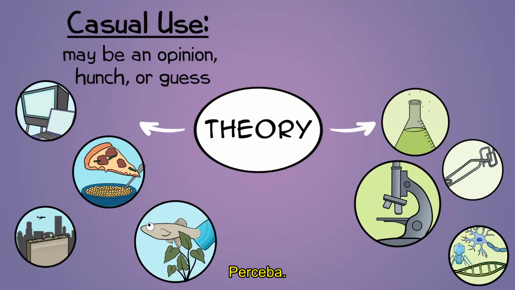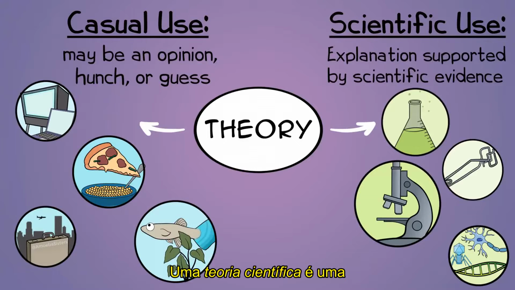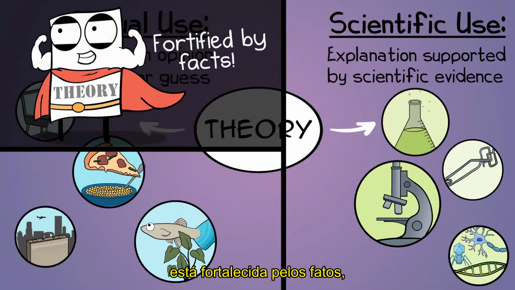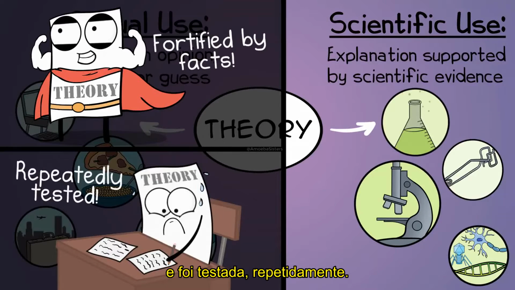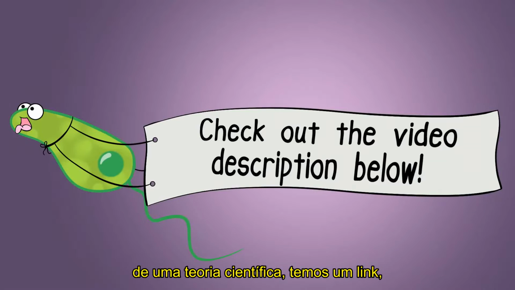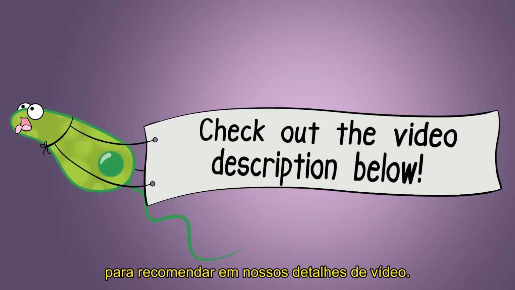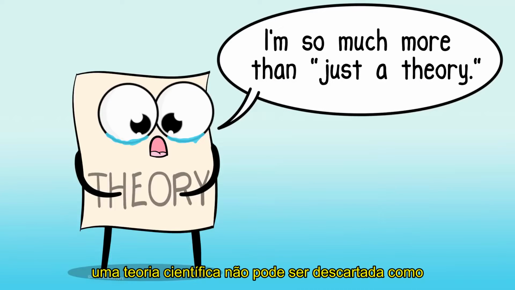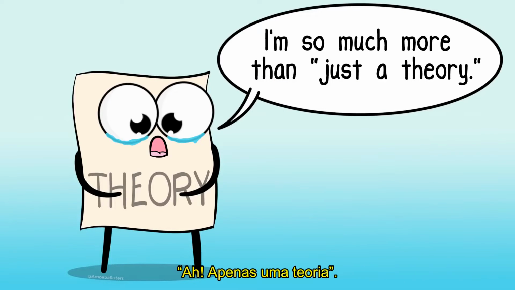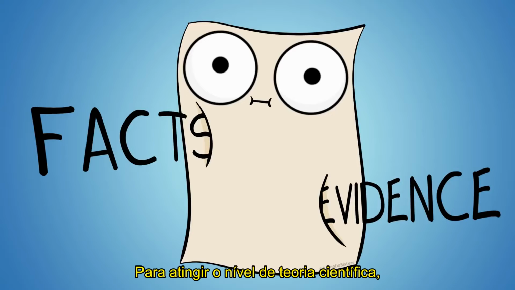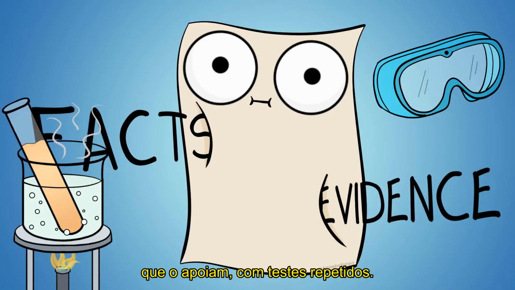See, a scientific theory is a very different thing. A scientific theory is an explanation supported by scientific evidence. It's fortified by facts. It's been tested repeatedly, and if you want a more detailed definition of a scientific theory, we have a link in our video details to recommend. The thing is, a scientific theory cannot be dismissed as just a theory. In order to reach the level of scientific theory, a scientific theory must be backed by science facts and evidence supporting it with repeated testing.